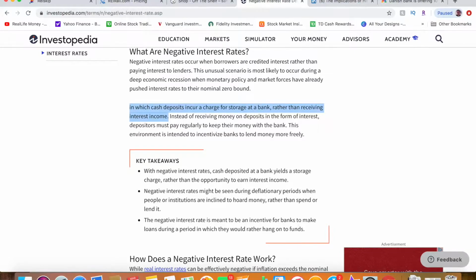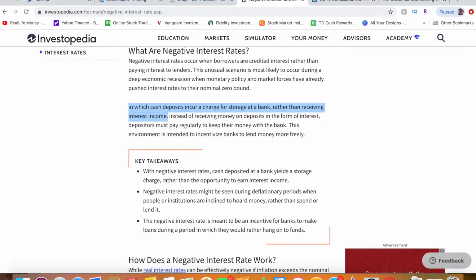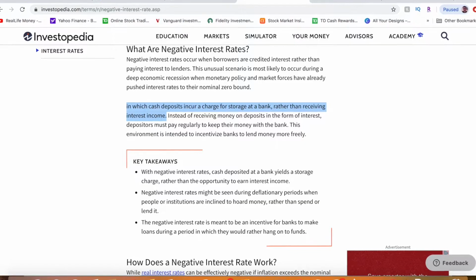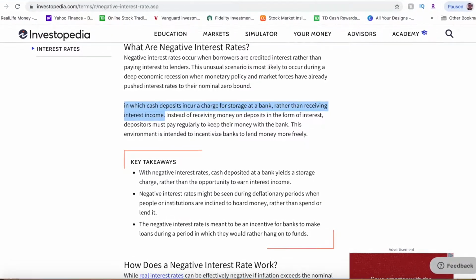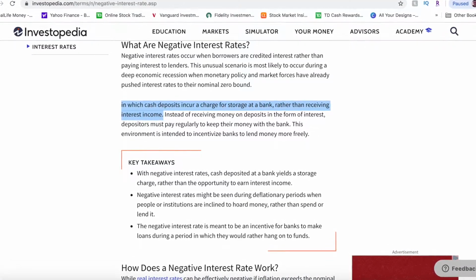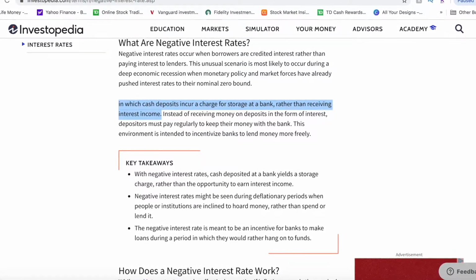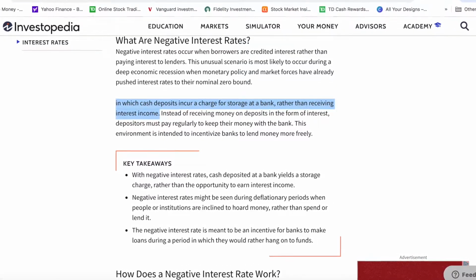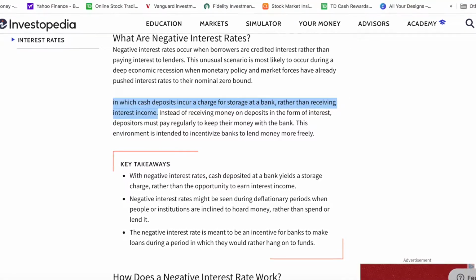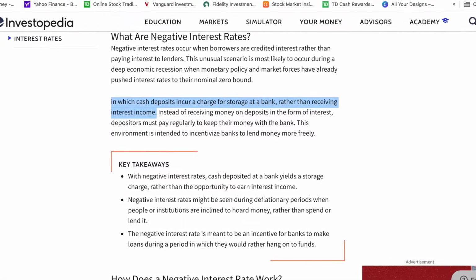What do negative rates actually mean, and what does that mean to you specifically? So just like every great investor, we got to start off somewhere with Investopedia. This is their definition of what negative interest rates are real quick. Negative interest rates occur when borrowers are credited interest rather than paying interest to lenders. And you can see I highlighted down here, in which cash deposits incur a charge for storage at a bank rather than receiving interest income.